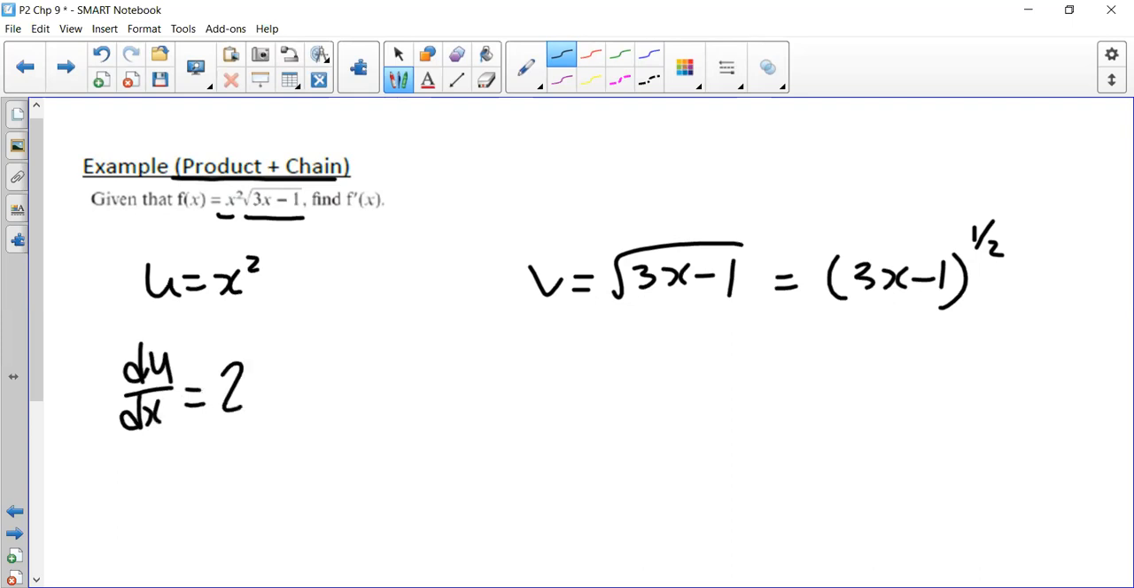Okay, hopefully you know the answer by now. 2x, if you don't, go back to year 12. Next one, to find derivative of v, dv by dx. Now, this is a chain rule. So this is a chain rule from here.